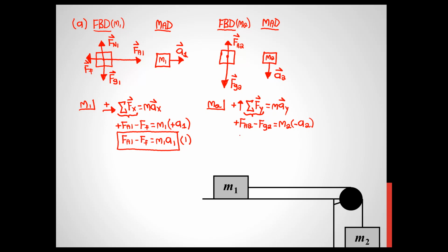Now let's clean this up a little bit right here. So we'll write down FA2 minus, now Fg can be broken down a bit. Force of gravity is just m times g. But again, let's be more specific about the mass. We're going to say m2 times g. And that would be equal to negative m2 times a2. Okay, I'm going to box this right here, and I'm going to call it equation number 2.